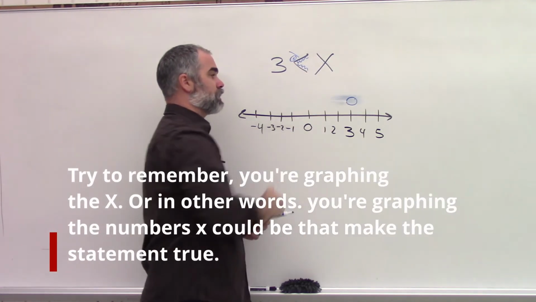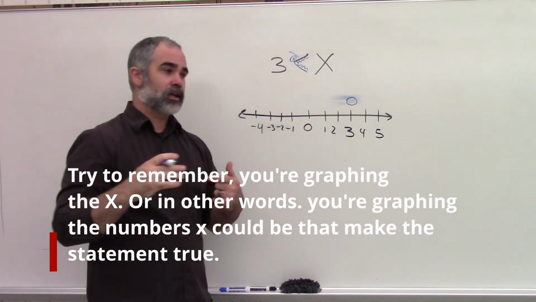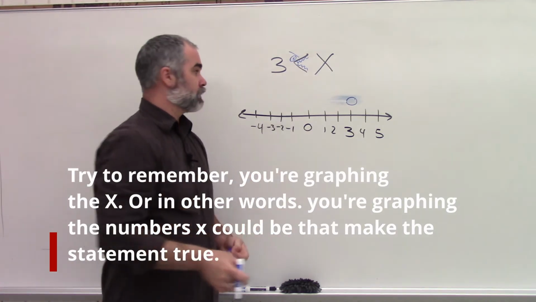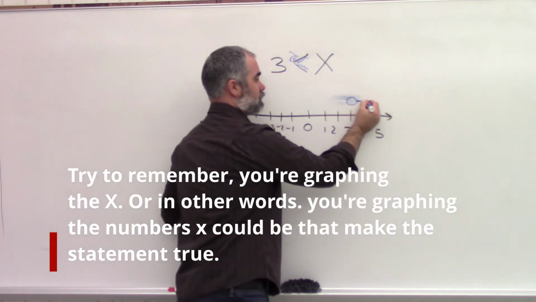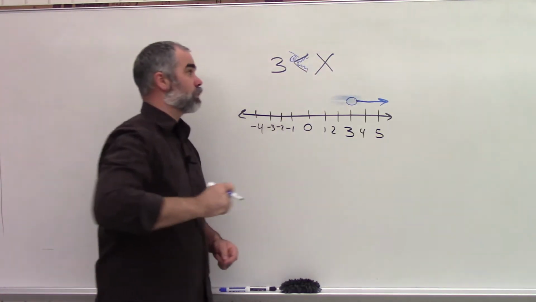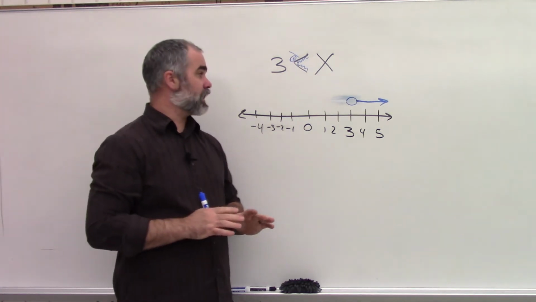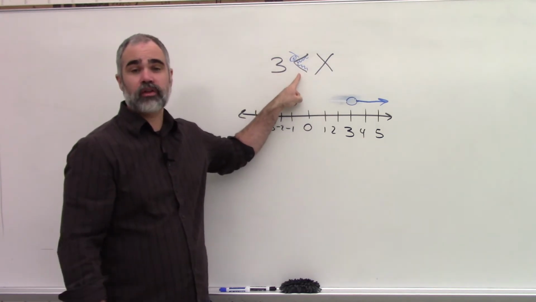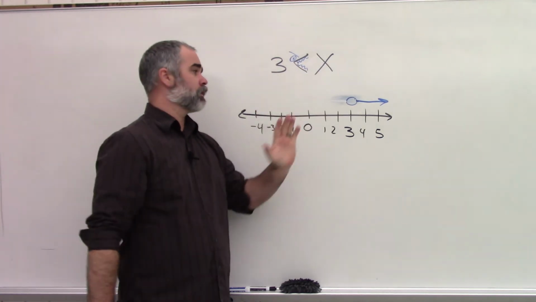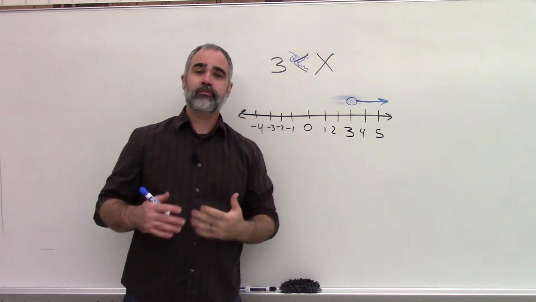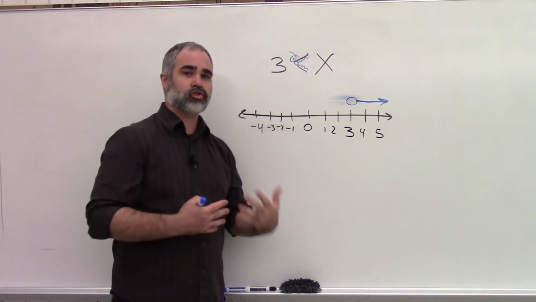Instead, you need to think about your arrow as following the alligator. The alligator wants to eat the bigger number, so your arrow is going to go that direction. So please stop teaching that this is an arrow, because it's not. This is an inequality. It's eating a larger number. Your arrow represents all of the numbers for X that make this true.